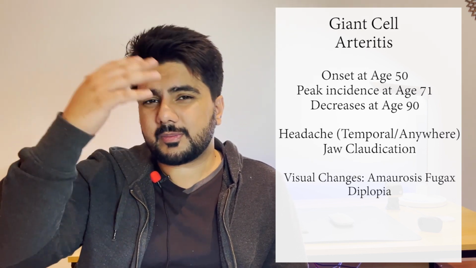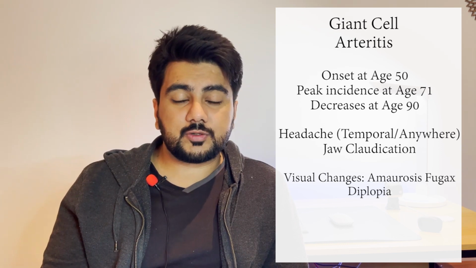The next differential is giant cell arteritis. Now, this is a vasculitis that has a predisposition to the temporal artery. Remember that the incidence of GCA increases around age 50, it peaks at age 71, and it decreases back to normal at age 90. History of the patient is going to be headache, which can be pretty much anywhere over the head. He will have visual changes such as diplopia or amaurosis fugax.